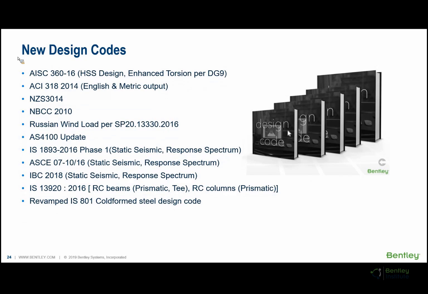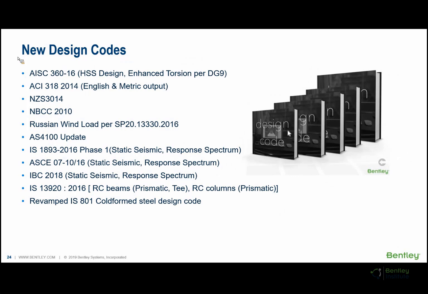So in the last 6 Connect Edition releases, we have included different design codes. First, we have included the AISC 360-16, that is the American steel code, the latest version. Also, the ACI 318-2014, that is the American concrete code. We have included the New Zealand code, the NBCC 2010, that is the Canadian seismic code, Russian wind load, Australian AS 4100, that's the steel code.